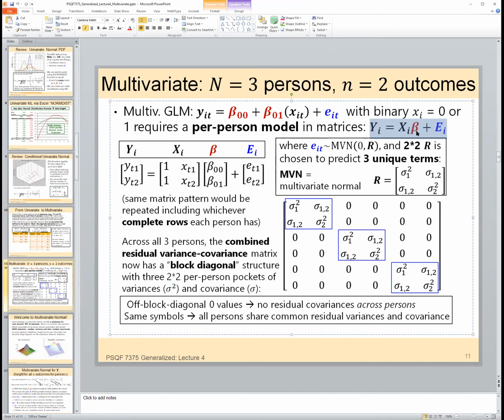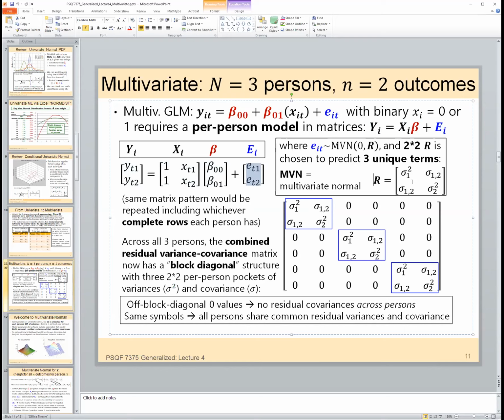Beta is still the fixed effects. It doesn't get an I because everybody shares those. By definition, fixed effects are shared, they're constants. And E is the matrix of residuals for person I. And so if you write it out, for instance, time 1 and time 2, it would look like this. And now what we have to do is figure out what we're going to do with the E's from the same person. So here's a new vocabulary word.